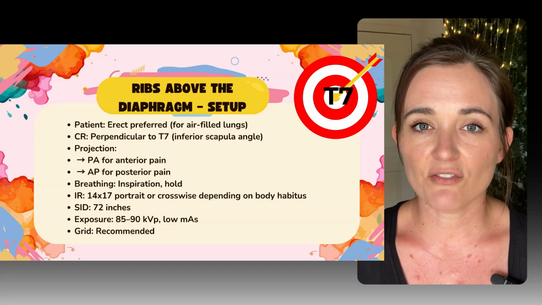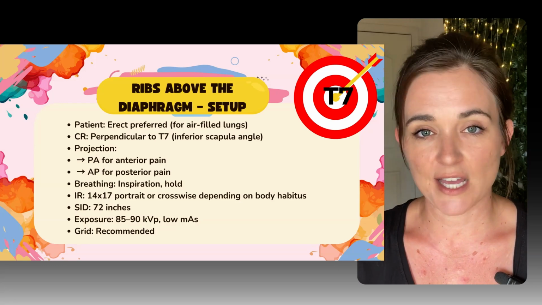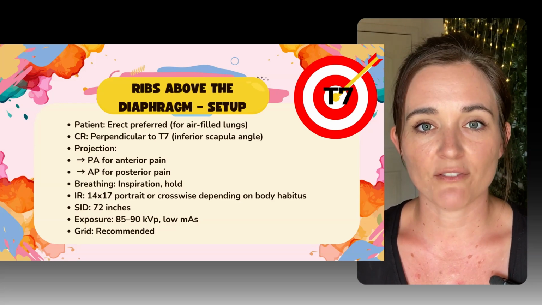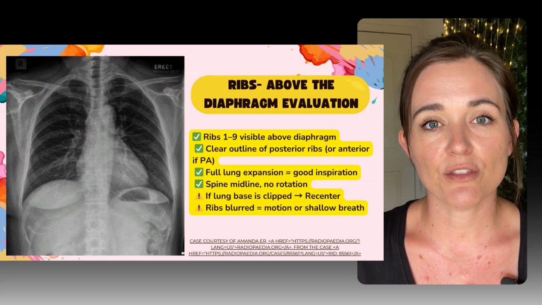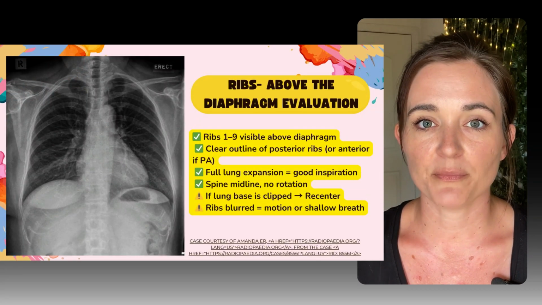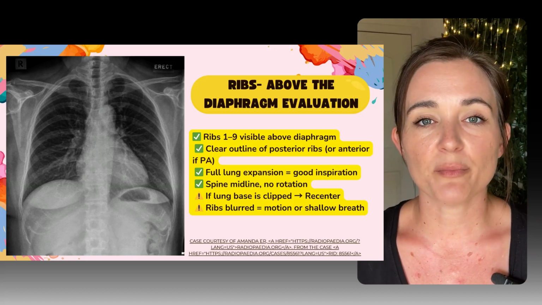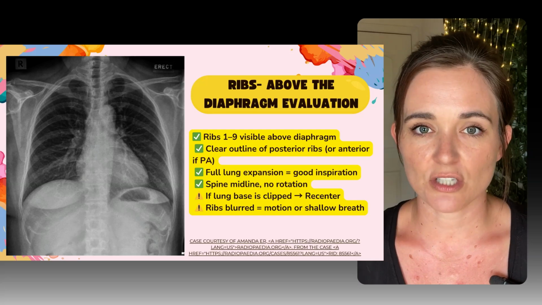You're going to use an 85 to 90 kVp here. A long exposure and a grid is absolutely recommended. Your SID is 72 inches for upright views. On your image, you should clearly see ribs 1 through 9 above the diaphragm. Ribs should appear sharp with good contrast. Sternum and spine should be in the midline. There should be no rotation.